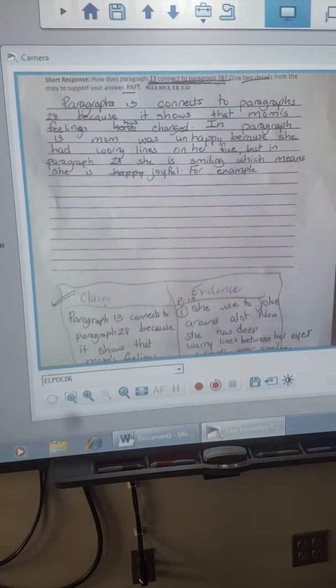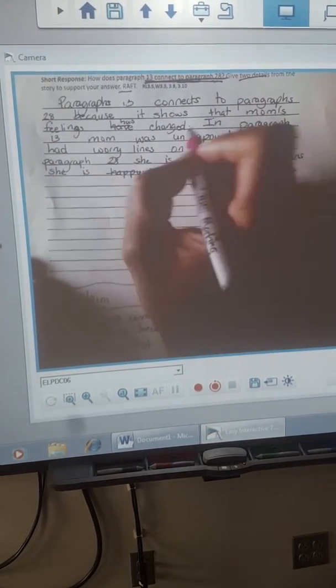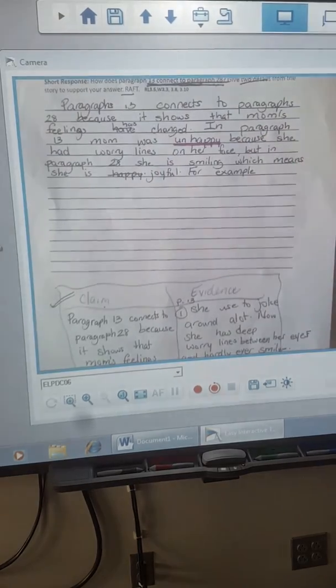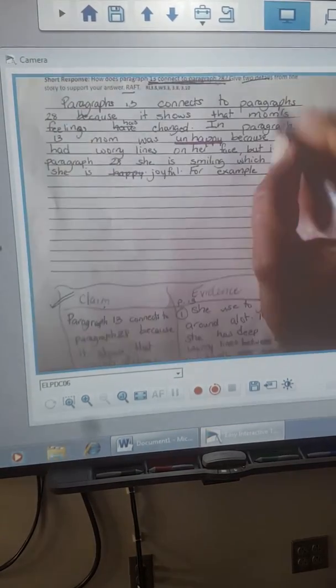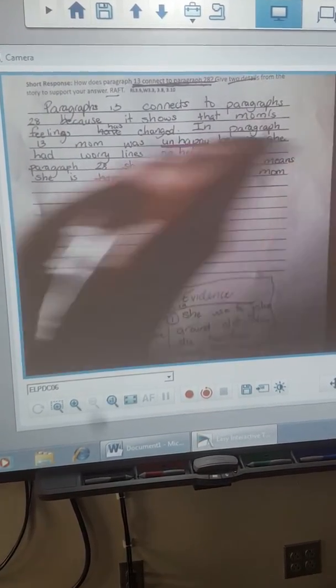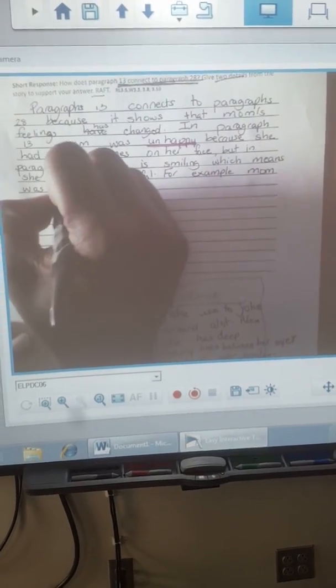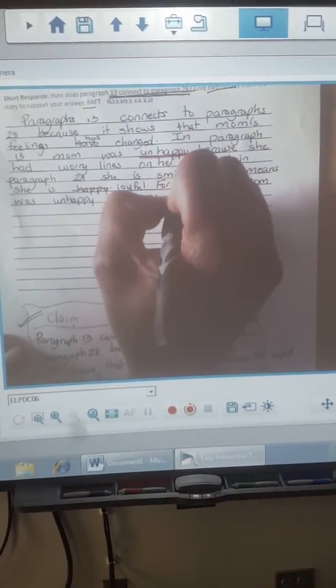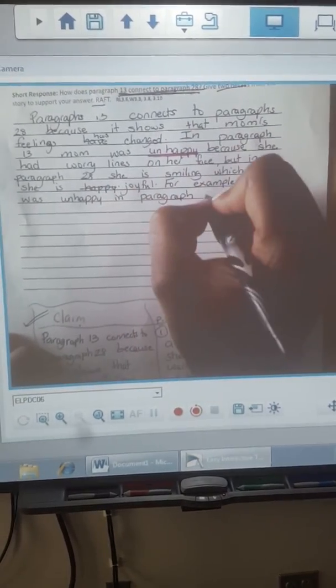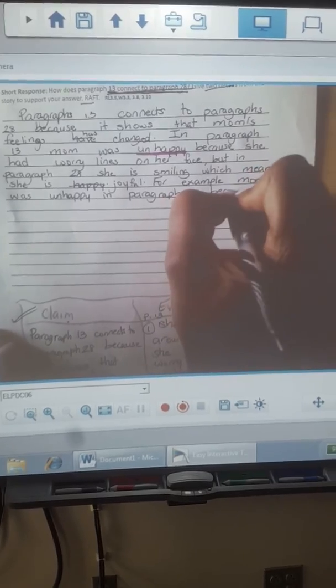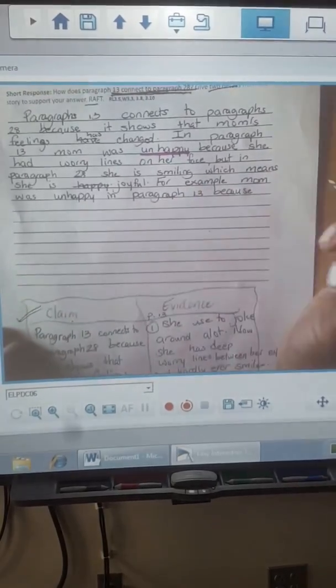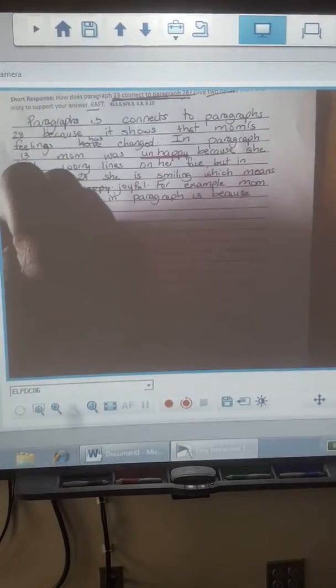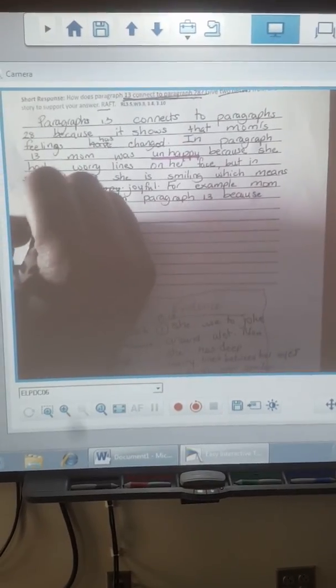You can have your child highlight their first claim. Mom was unhappy. So they need to have the evidence to explain how they know mom was unhappy. That was based off of the text. And the text didn't necessarily say that the character was unhappy. They're telling the reader this feeling or emotion through their actions.